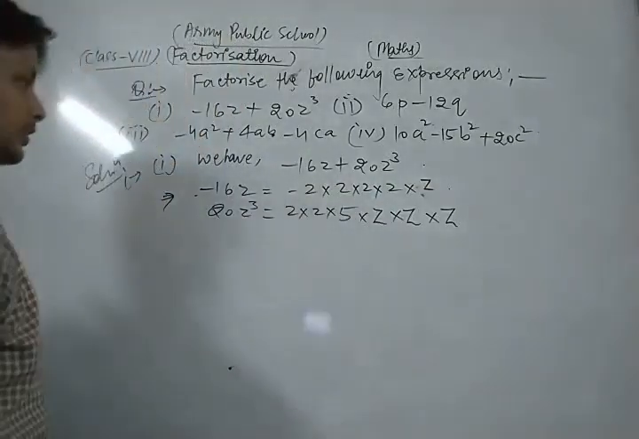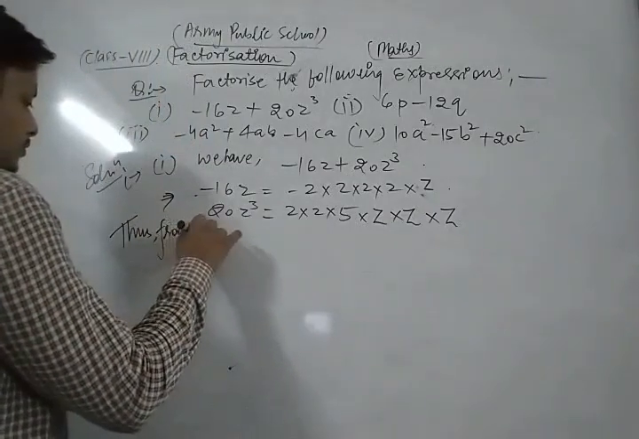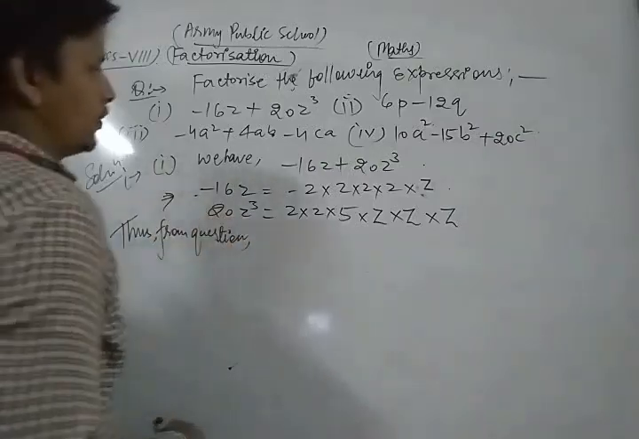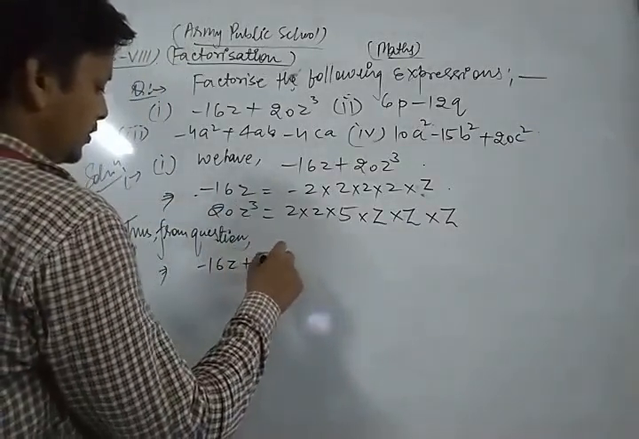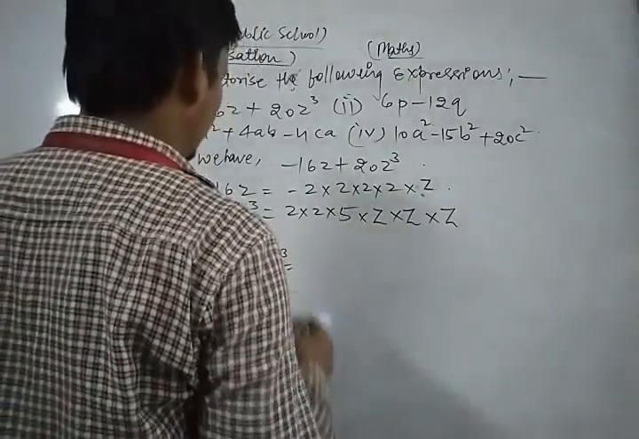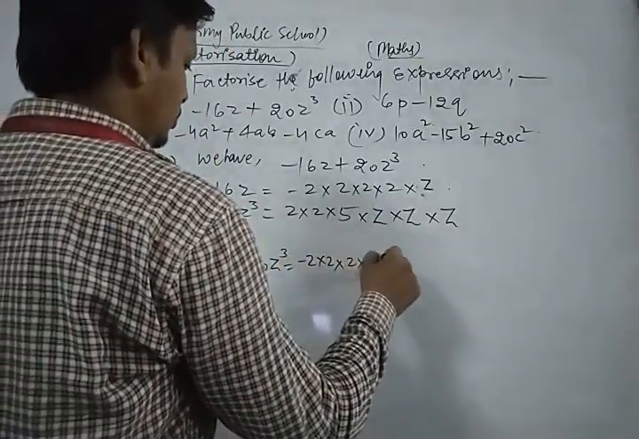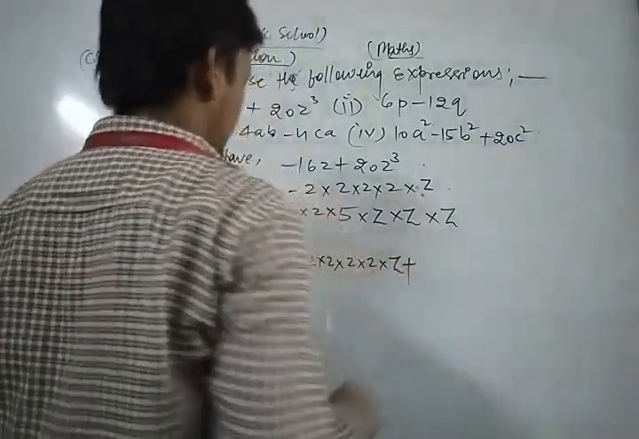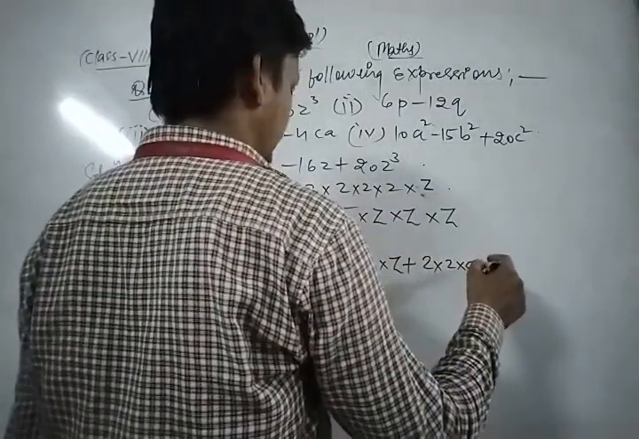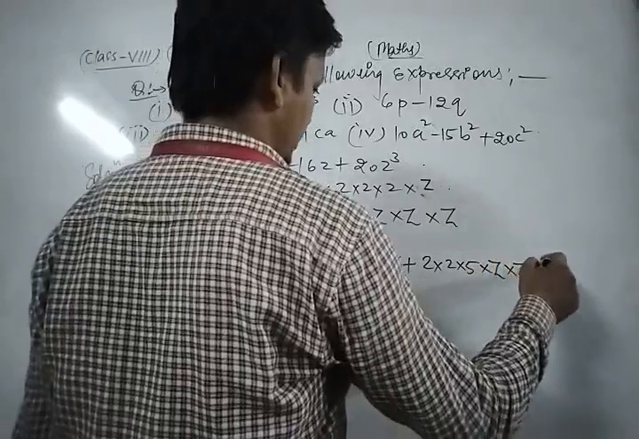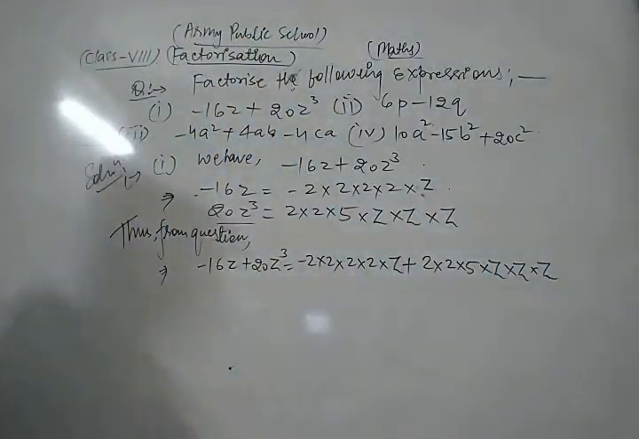Thus from the question, minus 16z plus 20z cube is equal to minus, the value of 16z is 2 into 2 into 2 into 2 into z, plus 20z cube, which is 2 into 2 into 5 into z into z into z. Now look, what are the common factors in both the terms?